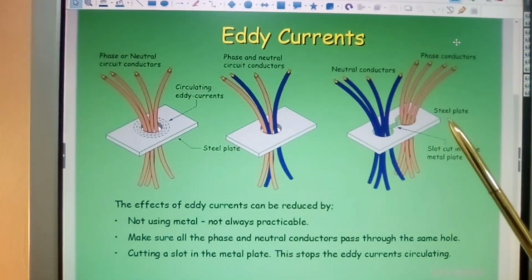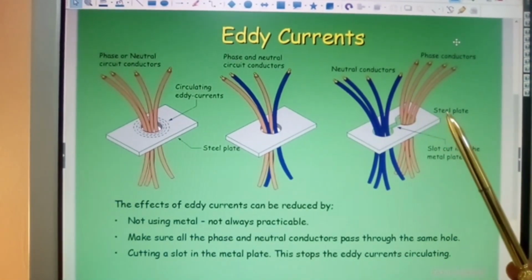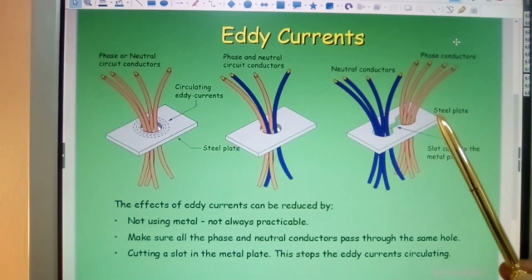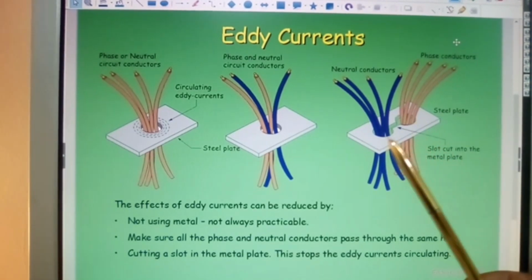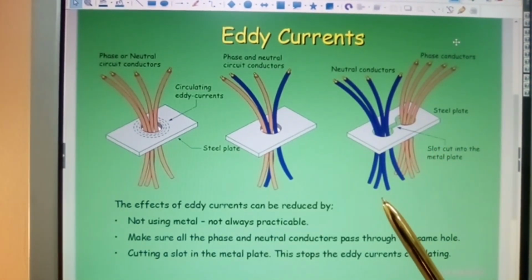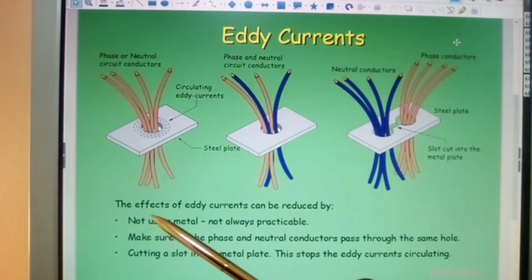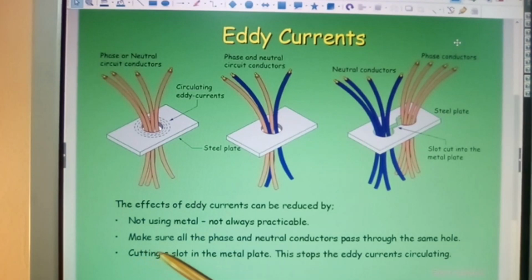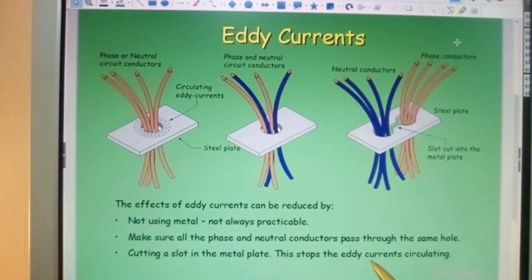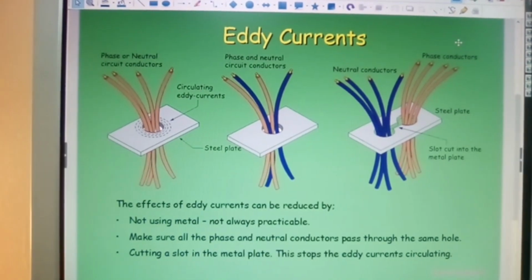And here even more so. Okay, steel plate, slot cut into the metal plate. Okay, and that reduces eddy currents. The effects of eddy currents can be reduced by not using metal, not always practicable. Make sure all the phase and neutral conductors pass through the same hole. Cutting a slot in the metal plate, this stops the eddy currents circulating. Okay.